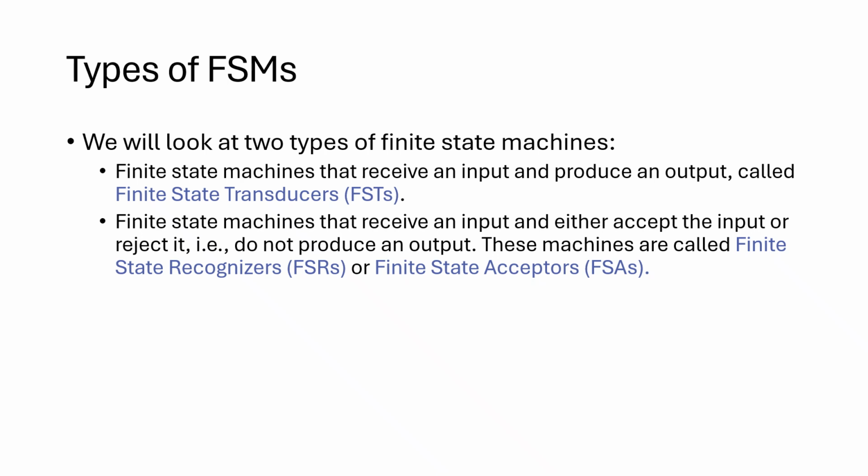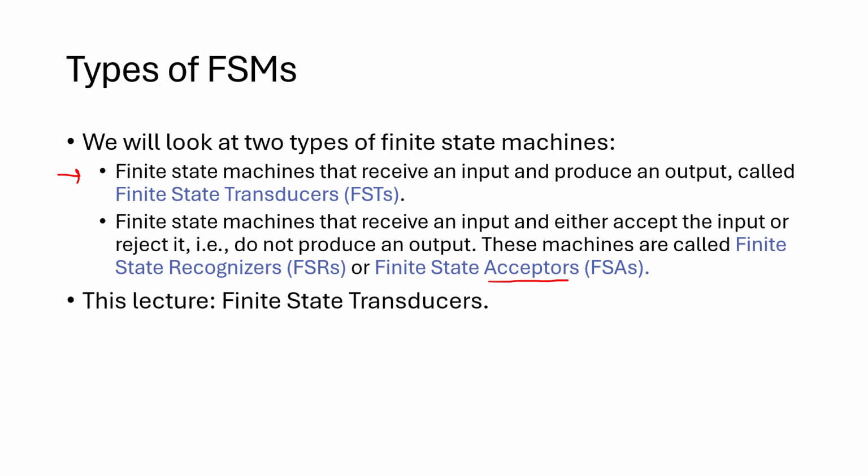Another type of finite state machines that we will talk about in the next videos is what's called a finite state recognizer or acceptor. Now here, the machine accepts an input, but it doesn't produce any output. But after inserting a sequence of inputs, it either accepts or rejects that input. Okay, so that's why it's called an acceptor or a recognizer. And as I said, in this lecture, we are going to focus only on the first one. In later lectures, we will talk about the acceptors as well.